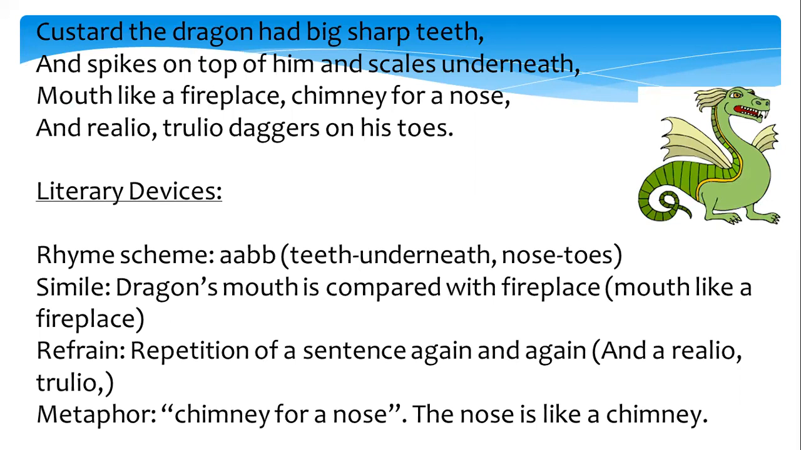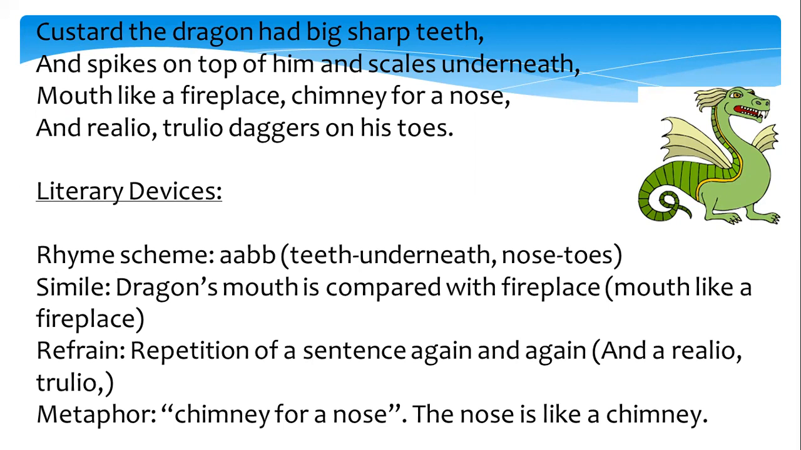Custard the dragon had big sharp teeth and spikes on top of him. Mouth like a fireplace, chimney for a nose, and realio trulio daggers on his toes.